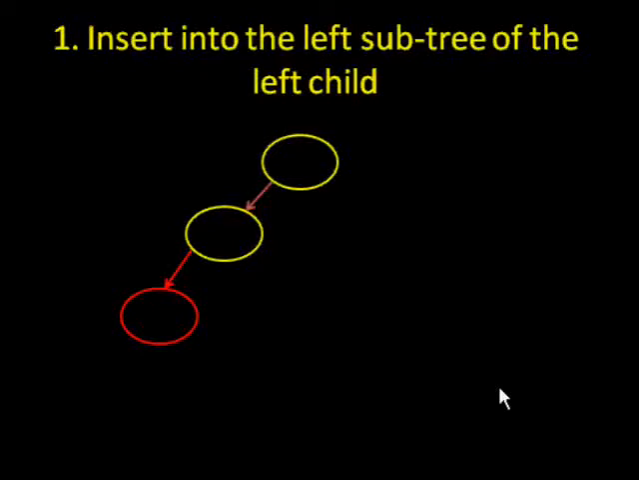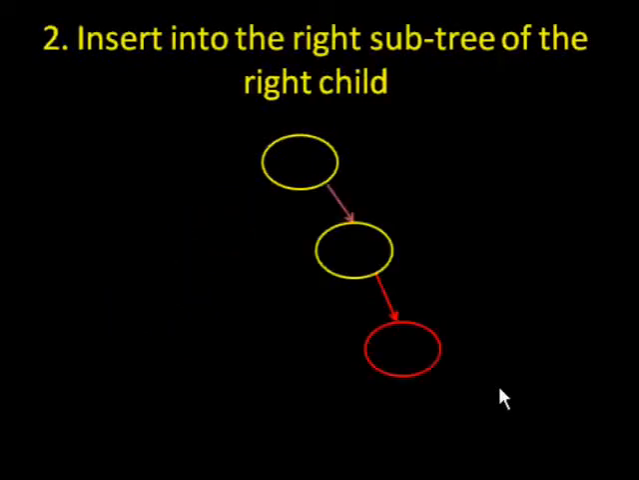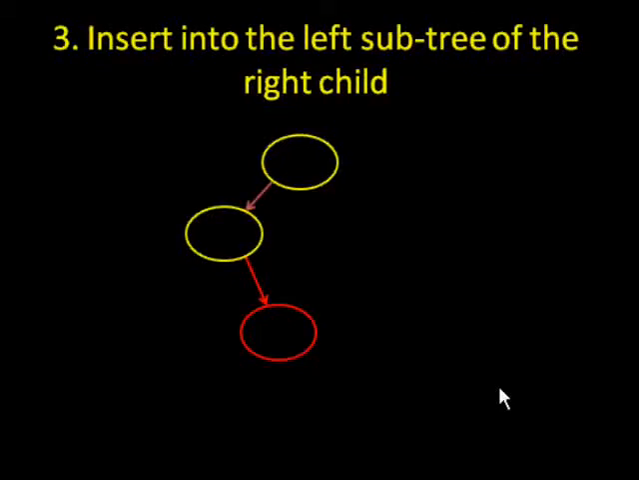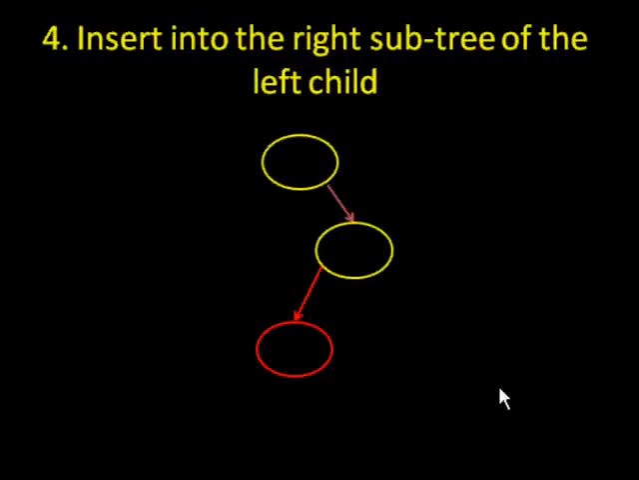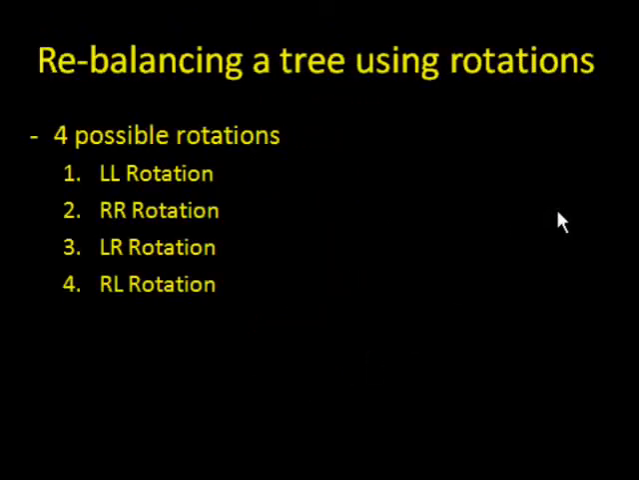For example, if you insert into the left subtree of the left child, it would look like this. If you insert into the right subtree of the right child, it would look like this. Into the left subtree of the right child, it would look like this. And into the right subtree of the left child, it would look like that. And what I mean here is that the top one here would be unbalanced, and your new element that you just added would be down here.